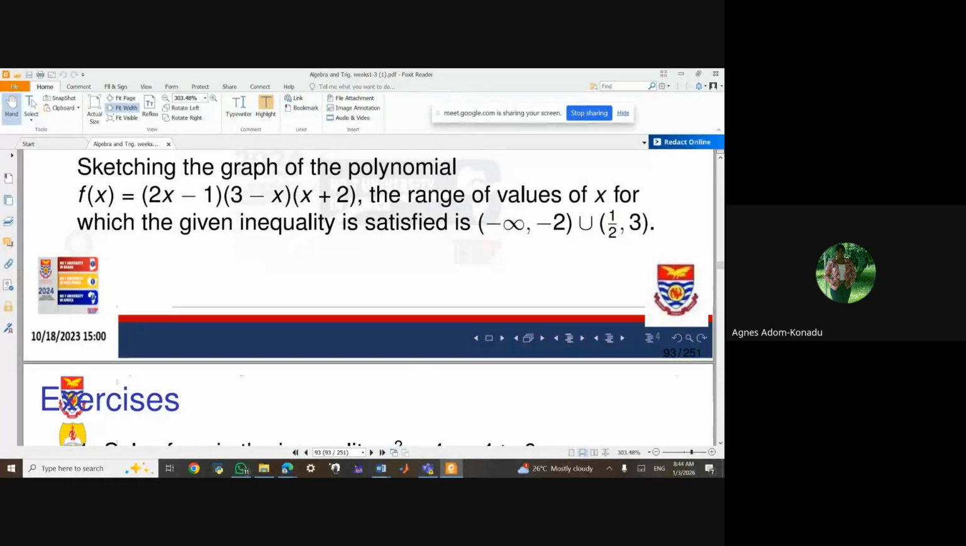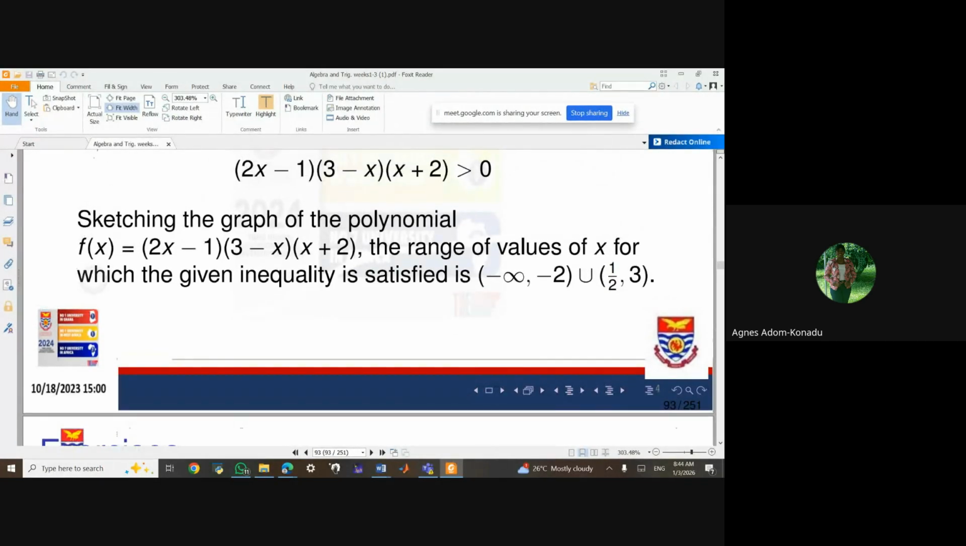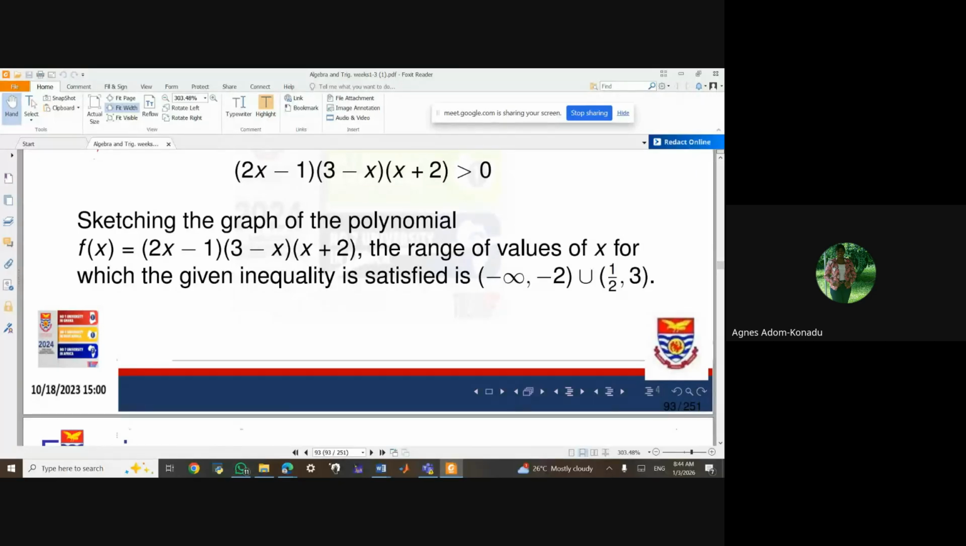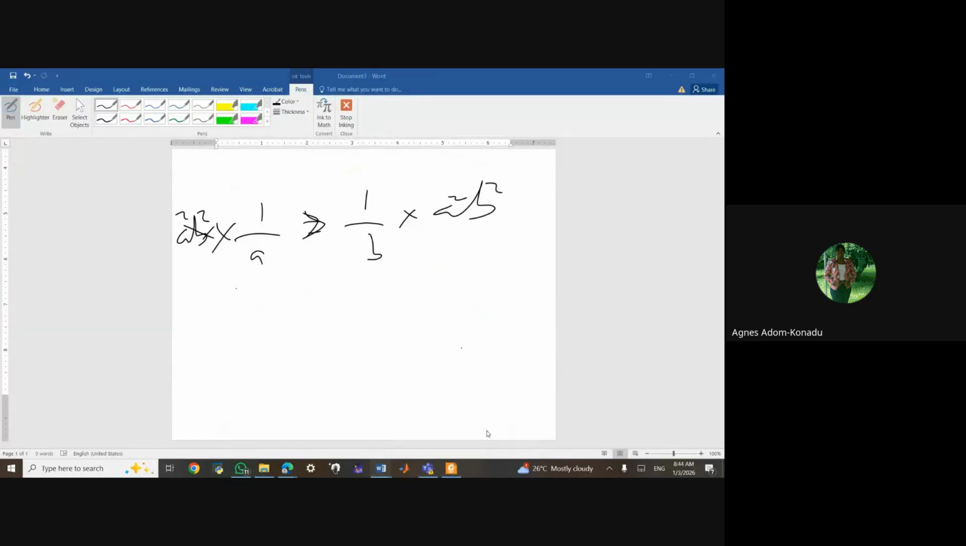So we can sketch this on a number line. I think this would be a graph, but let's try and use just a number line to represent this.